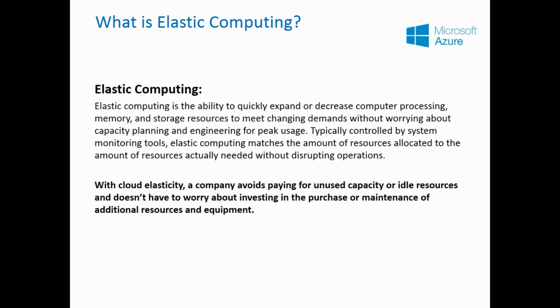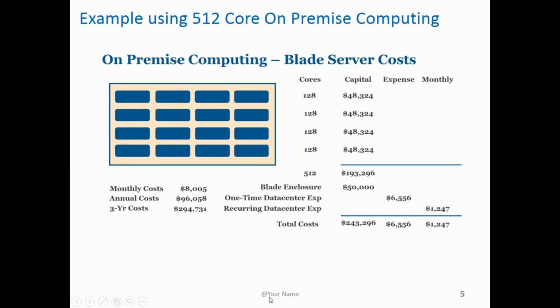So with cloud elasticity, a company avoids paying for unused capacity or idle resources and doesn't have to worry about investing in purchase or maintenance of additional resources and equipment. So here's my example on 512 cores using an on-premise computing model. As you can see, the 128 cores in the various environments makes up the 512, and the cost here for the annual spend is $96,000 and a 3-year cost is $294,000.